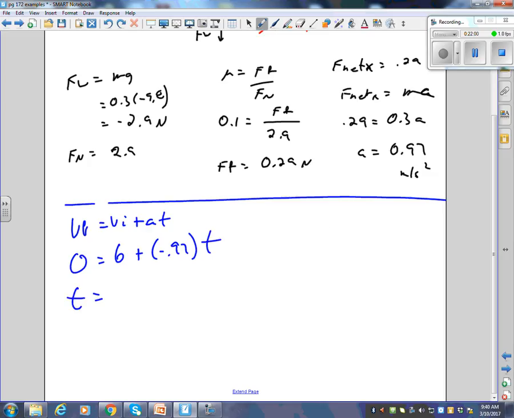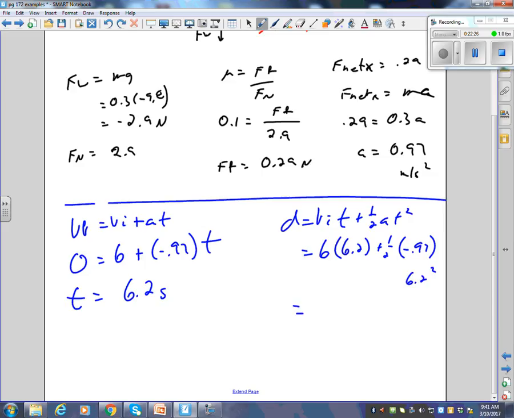So you get a time of 6.2 seconds. And then to find out how far it takes to stop, that would be VIT plus 1/2 AT squared. So that'd be 6 times 6.2 plus 1/2 the acceleration of minus 0.97, and our time is 6.2 squared. And I get 19 meters. That's a good little practice question.